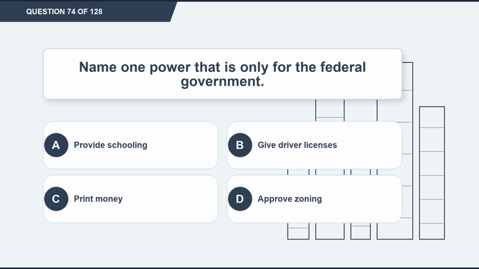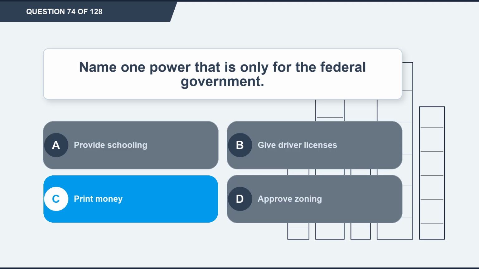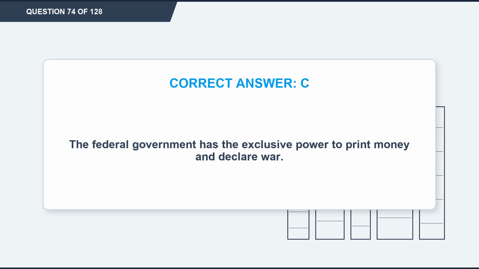Question 74. Name one power that is only for the federal government. Option A, provide schooling. Option B, give driver licenses. Option C, print money. Option D, approve zoning. The correct answer is option C, print money. Explanation. The federal government has the exclusive power to print money and declare war.